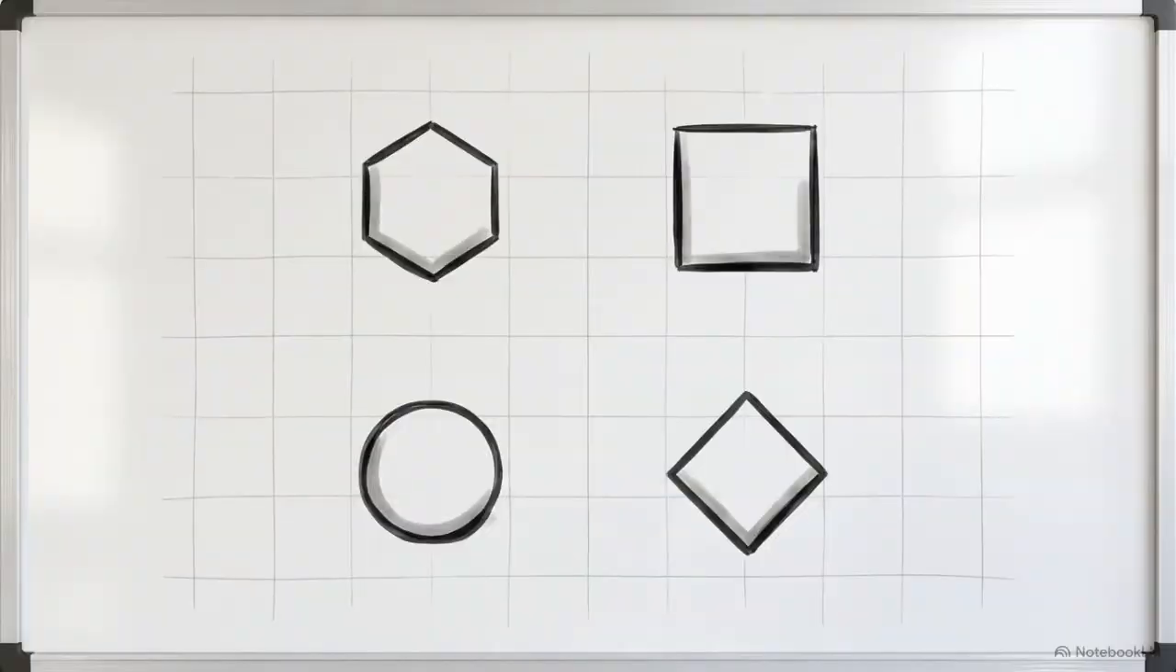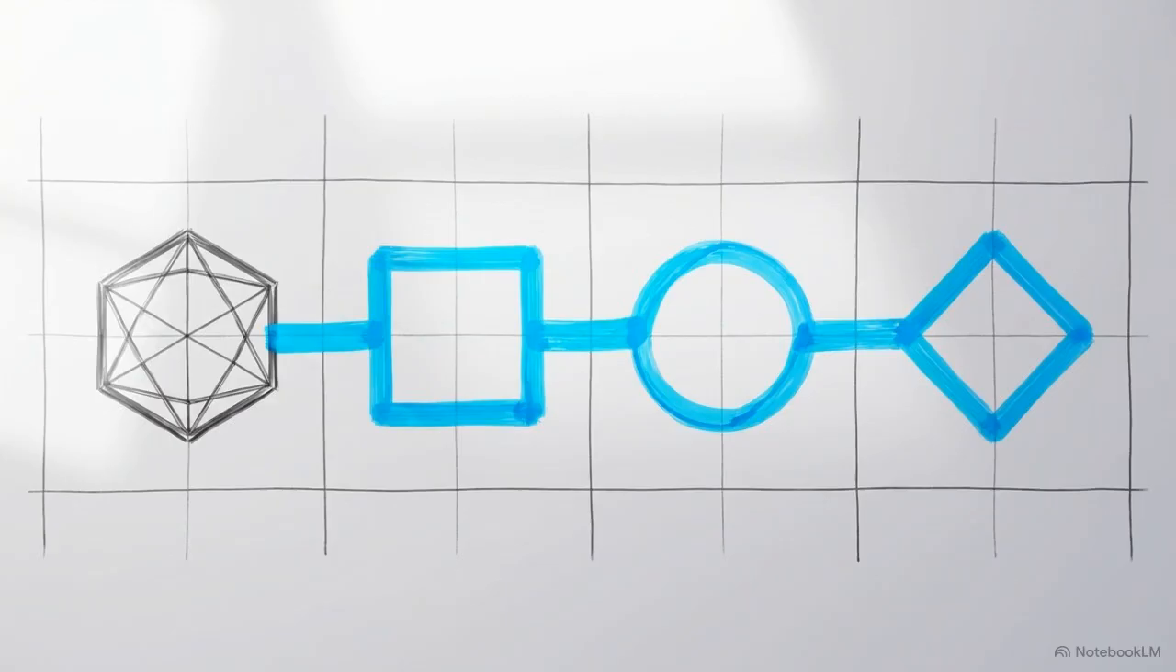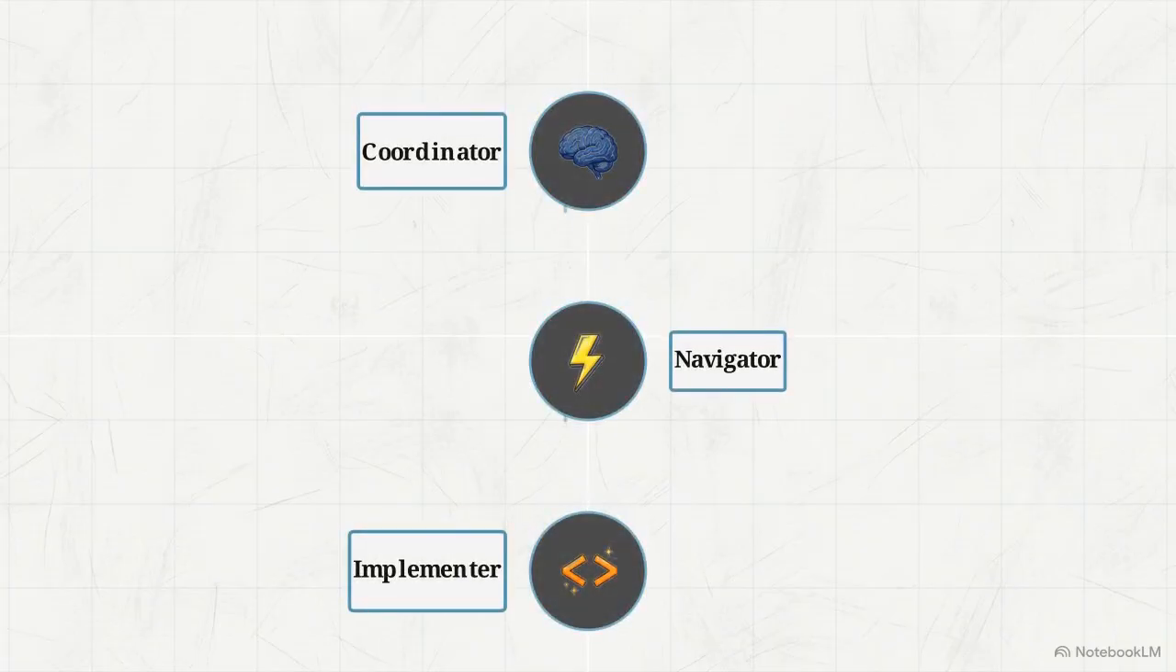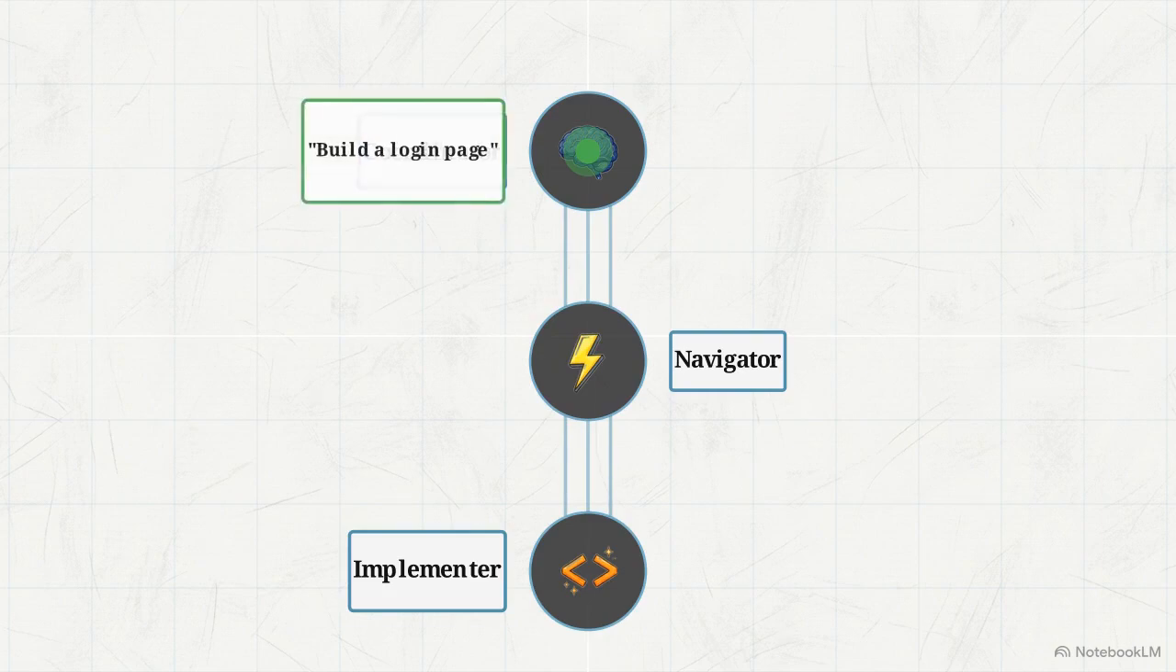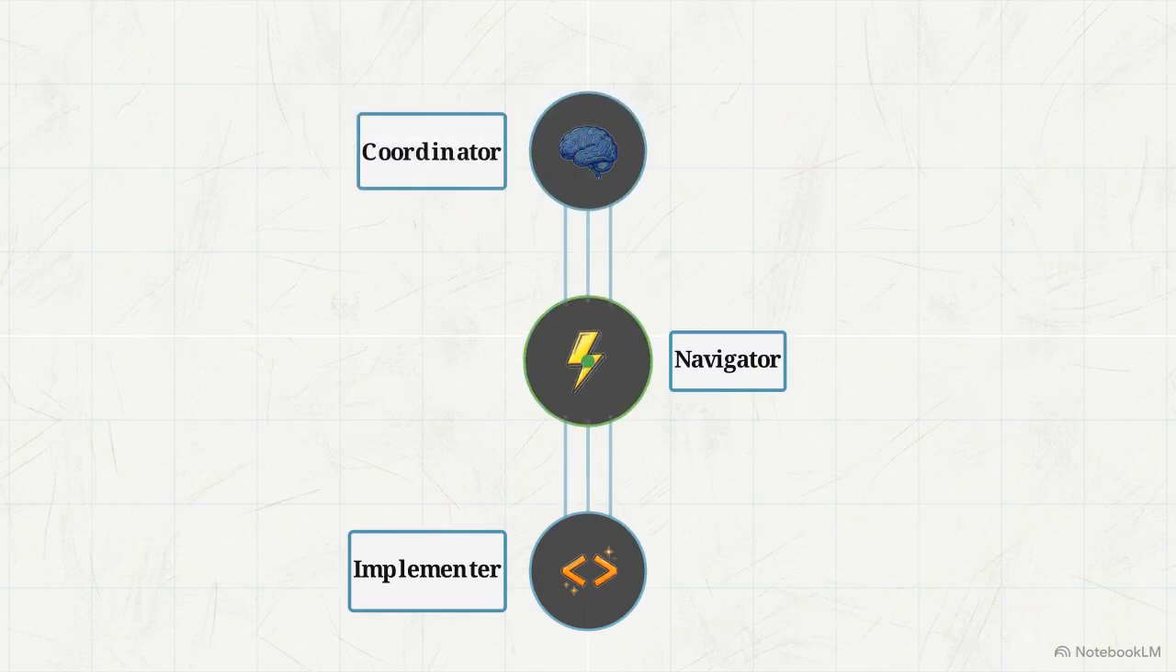Now we have our specialists, but they are isolated. We need to connect them into an automated sequential pipeline. This vector flowchart maps our new path. Your prompt enters the coordinator node, branches to the navigator for retrieval, and passes context to the implementer. Submit "Build a login page," and the coordinator decomposes that request into subtasks, passing them down the chain automatically.